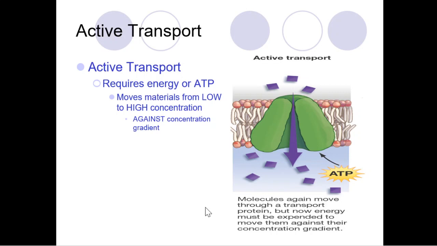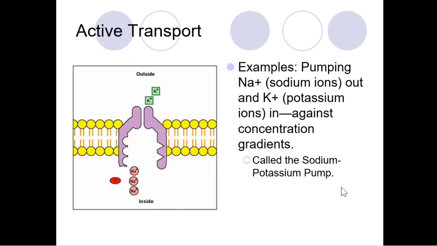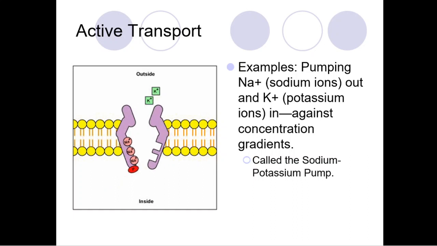Okay? Molecules again move through a transport protein, but now energy must be expended to move them against the concentration gradient. So if we're going against the concentration gradient, we're not going from high to low, we're going low to high, you're going to need energy. Okay? An example of active transport that we have inside our bodies is pumping sodium ions out and potassium ions in against the concentration gradient.